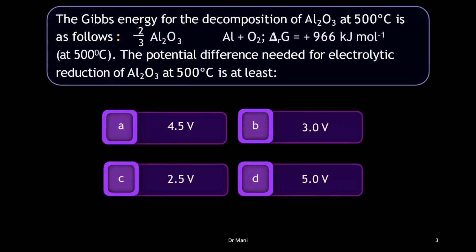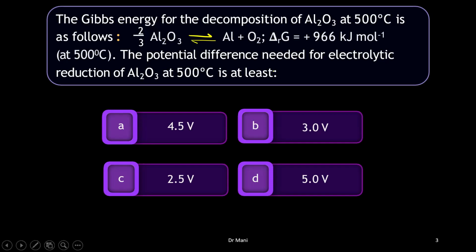Okay. So once read this question. What is he asking? See here, the Gibbs energy for the decomposition of Al2O3 at 500 degrees is as follows. 2/3 of Al2O3 is reacting and it's forming Al and O2. So he has given the reaction, the Gibbs energy, and the temperature. The potential difference needed for the electrolytic reduction of Al2O3 at 500 degrees is at least.